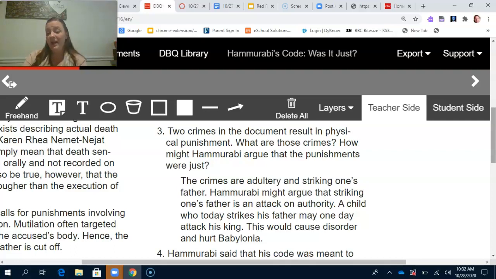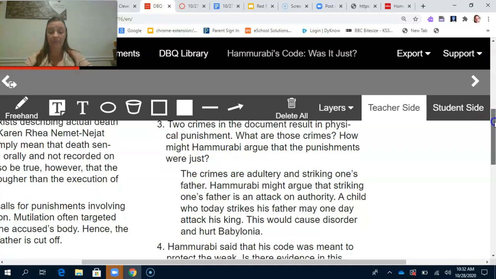So if they were to lose their king, or the possibility of losing their king, can always hurt the society as a whole. So it was better for them to punish severely so that it deterred other people from doing it, and that that kid wouldn't do it again. I know I wouldn't.